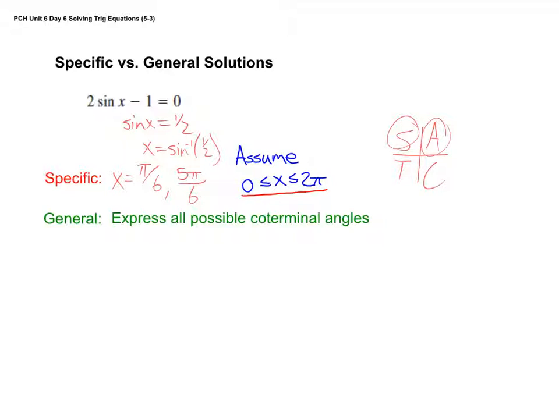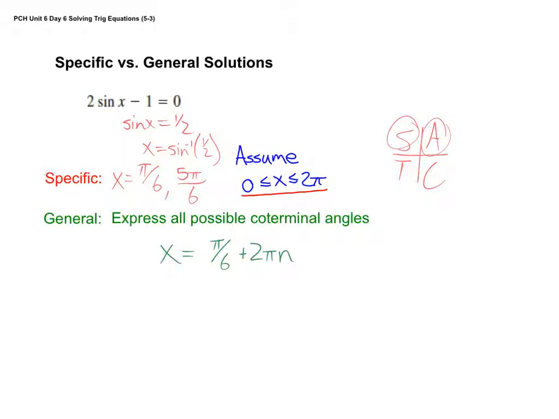Okay, so we've got here x is pi over 6, but it's also every coterminal angle to pi over 6. So guess what we do? Alright, everyone look here. We have pi over 6, and we're going to put a plus 2 pi n.